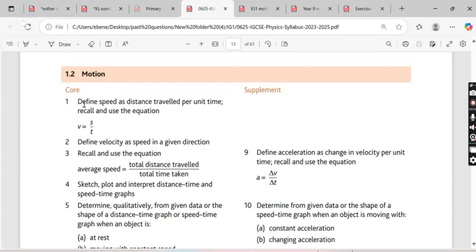Now, point 123 is about definition and recalling formulas. Then after that, we will start with the interpretation of distance-time graph and then speed-time graph.